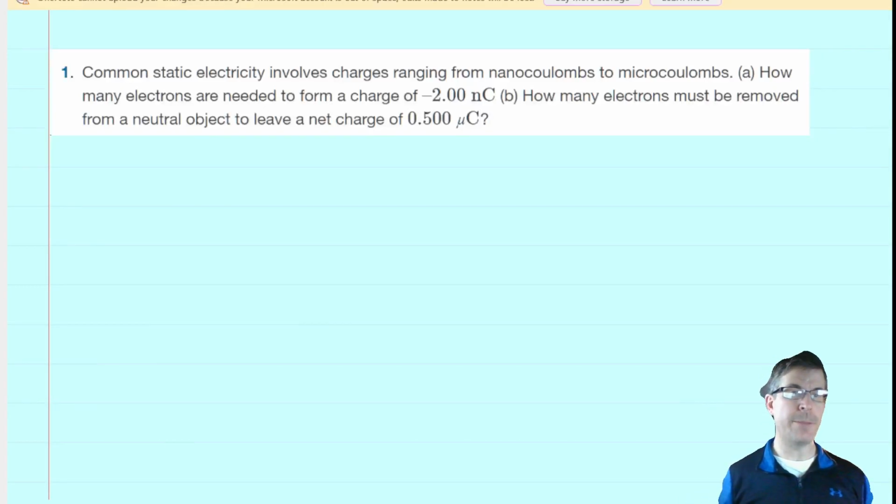If you haven't done so yet, please pause the video and reread the problem before listening on. In part A of this question, we are asked how many electrons are needed to form a charge of -2 nanocoulombs.